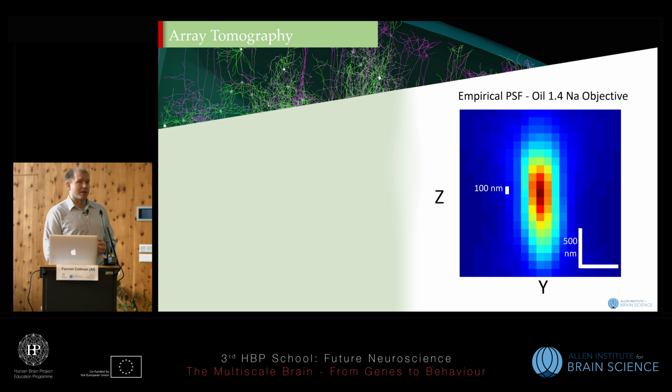This is an image of an empirically measured point spread function from an oil 1.4 NA numerical aperture objective microscope. And that's practically about the highest resolution optical microscope that you can build. And as you can see from this image, it's over a micron tall and a few hundred nanometers wide. This is why most optical microscopy techniques have an elongated blur in Z, because this point spread function is typically longer in the optical axis than in the lateral axis.